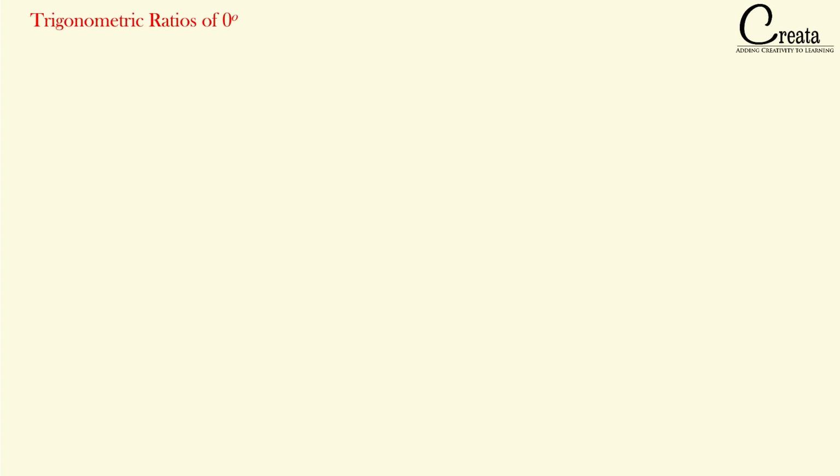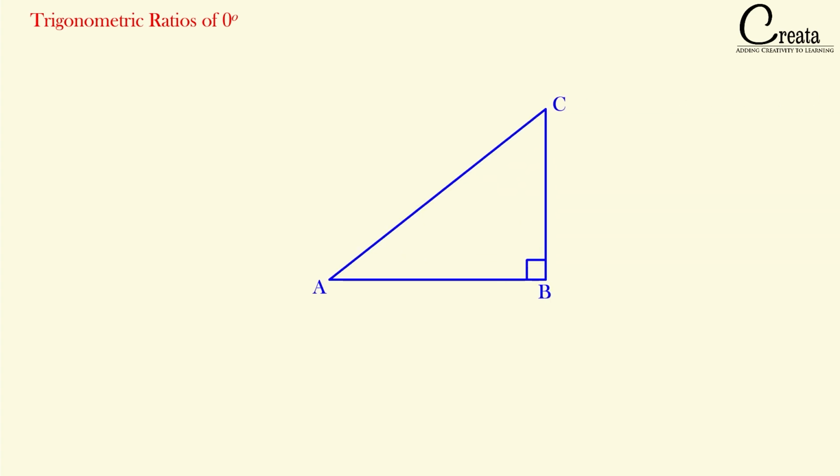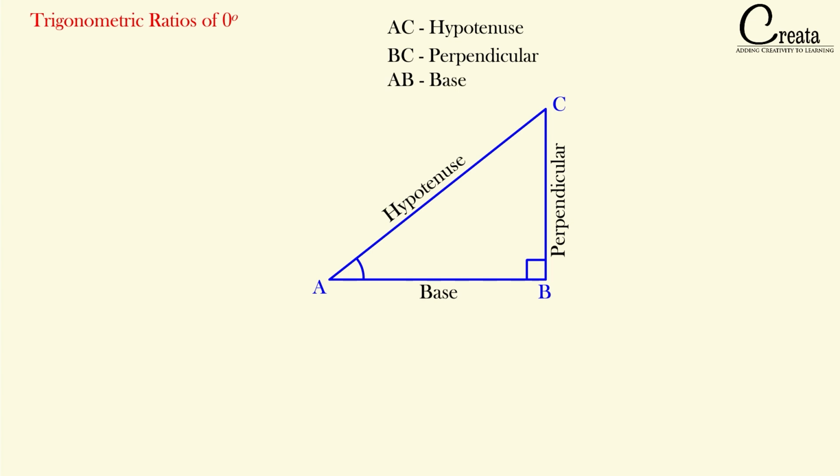Let's see. First, let's take a triangle ABC where angle A is the trigonometric angle and angle B is the 90-degree angle. Here we have to make this angle A, that is the trigonometric angle, 0 degree. Before that, let's identify the trigonometric sides for this triangle. Here AC is the hypotenuse as it is opposite to the 90-degree angle. BC is the perpendicular as it is opposite to trigonometric angle A, and AB is the base for this triangle. Okay. We have to make this angle A 0 degree.